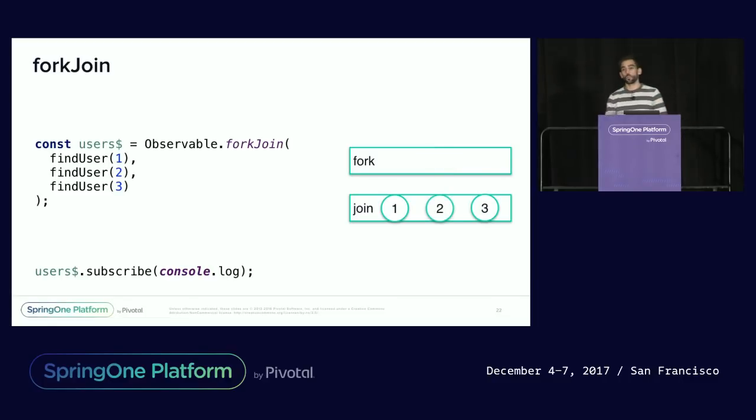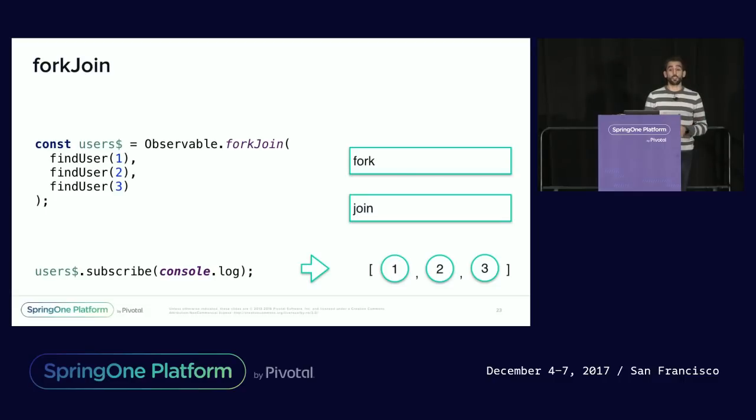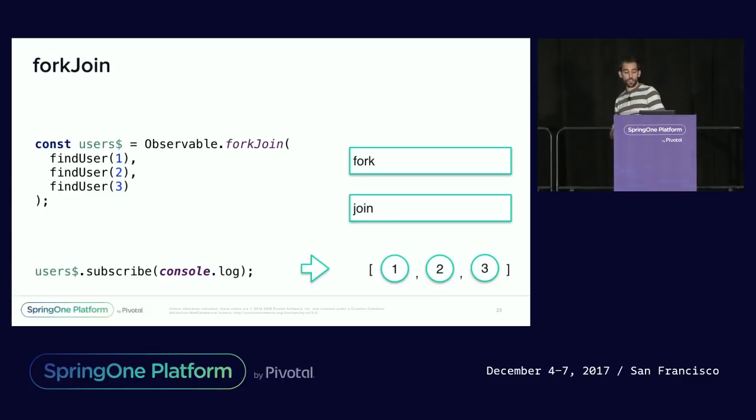At this point, we might show a loading progress, and when everything is done, we're just going to hide it. What we'll get is nothing more than an array of the results of every single observable. The first result will be in the first position, then the second, and the third.